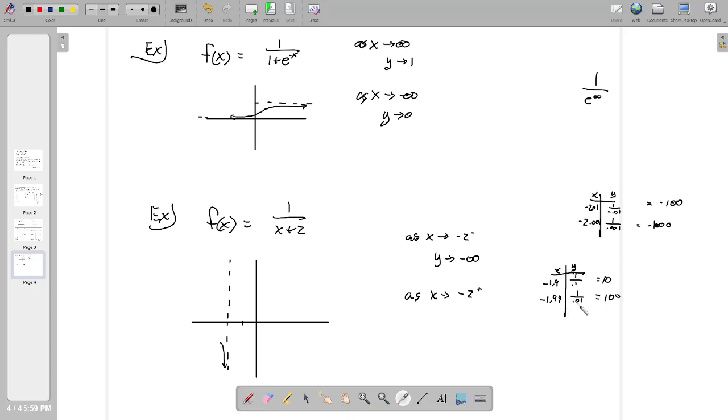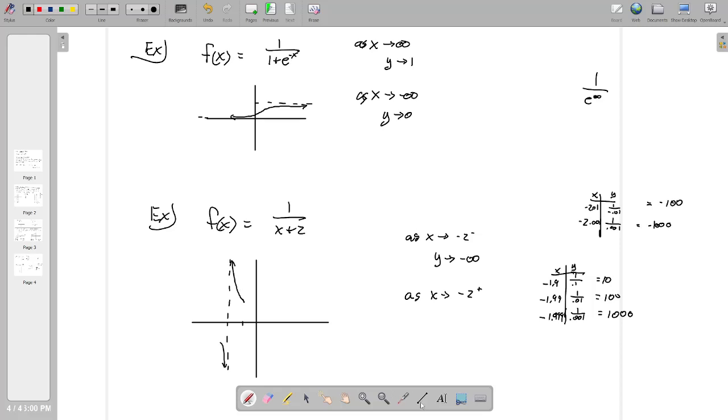If you multiply top and bottom by 100, you'll eliminate the decimal, and you'll have 100 in the numerator and a 1 in the denominator. And we can do this one more time, and we end up with 1/1000th in the denominator. We get a 1000 here. So our y values go from 10 to 100 to 1000 in the span of less than 1/10 of a unit. So our y values are increasing without bound as our x values get closer and closer to -2.